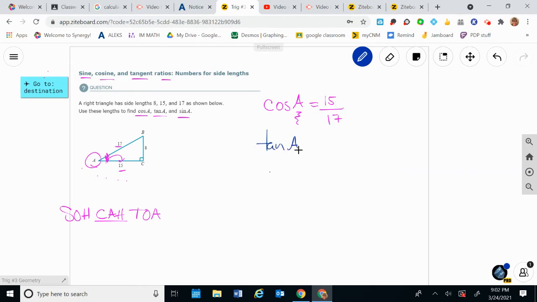Tangent of A. Again, A is telling us where to stand. So we're back here at A. And tangent is equal to opposite over adjacent. So opposite, you can draw the arrow to, and I highly recommend you do that. 8 over 15. It helps. I promise you, if you draw the triangle and you draw the arrows, it will help you absorb it and memorize it. Lastly, sine of A. Sine is opposite over hypotenuse. Opposite is 8, hypotenuse is 17. And those are your 3 answers.